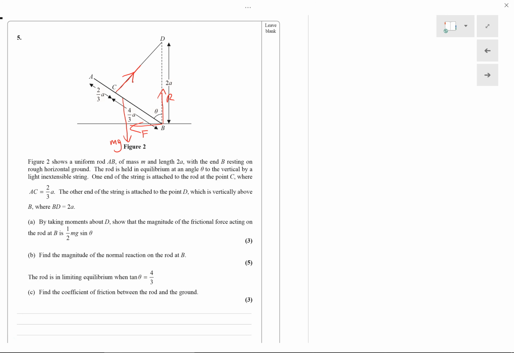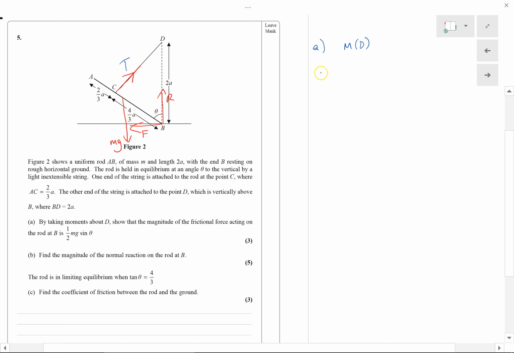and it's given us for part A a very good hint, and it's saying take moments about D to get this relationship here. So we better just take moments about D. Good thing about taking moments about D is the R force doesn't have a turning effect because that has a line of action through D, and so does the tension. Okay. So the only forces involved here are the F force and the mg force.